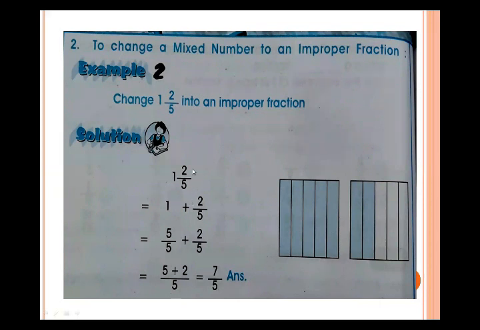The fraction becomes 2 upon 5. 1 whole shape is shaded. So whole 1 plus 2 upon 5. 1 whole means total parts are 5, and 5 are shaded. 5 upon 5 plus 2 upon 5 is equal to, common denominator is 5, 5 plus 2 equal to 7. The improper fraction becomes 7 upon 5.